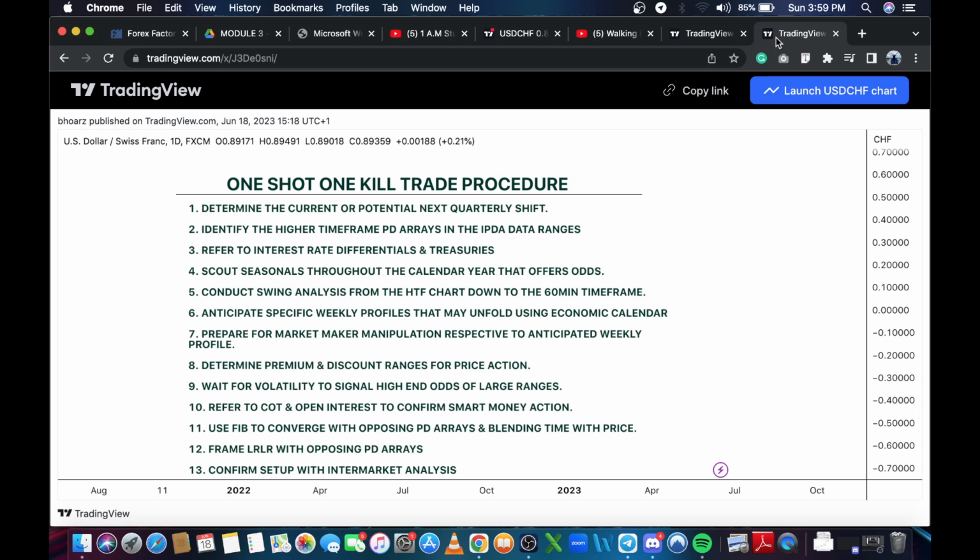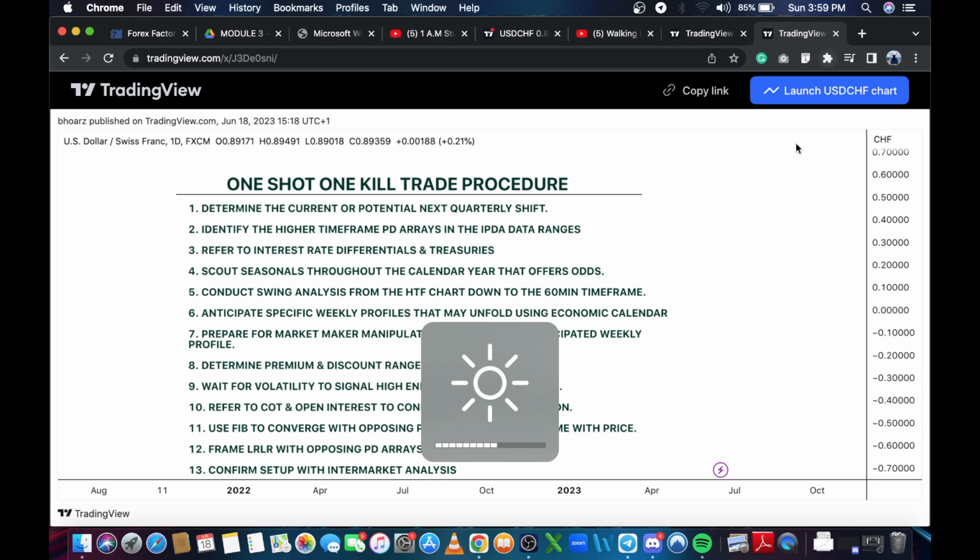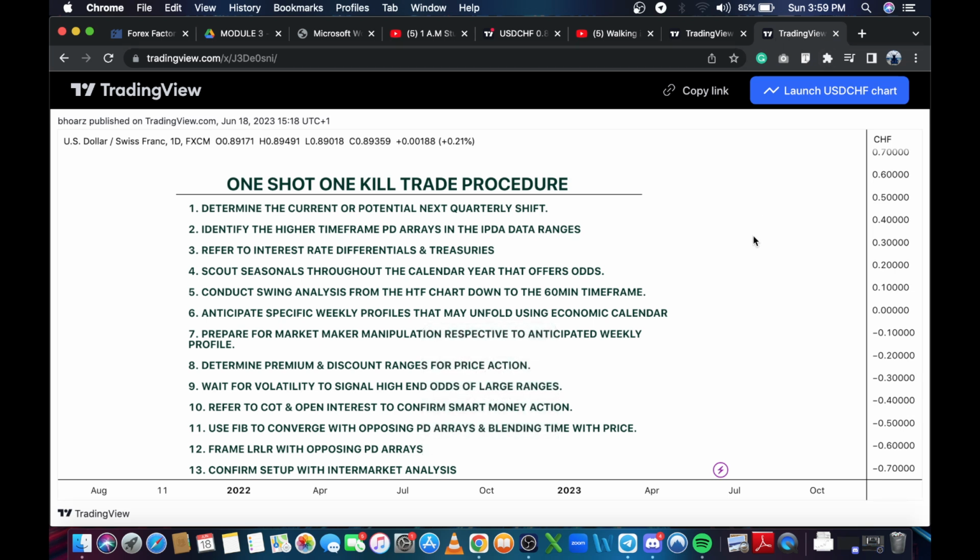Also, what you want to do is you want to conduct your swing analysis from the high time frame chart down to the 60-minute time frame. And what you're doing is you're essentially going from the higher time frame, looking at the overall weekly profile, and then you're building that down to the lower time frame.